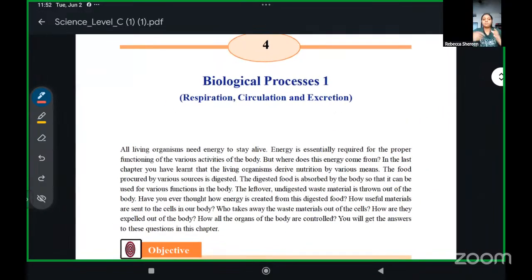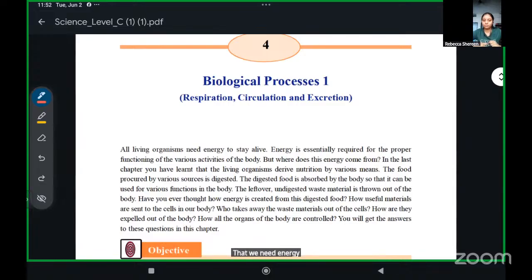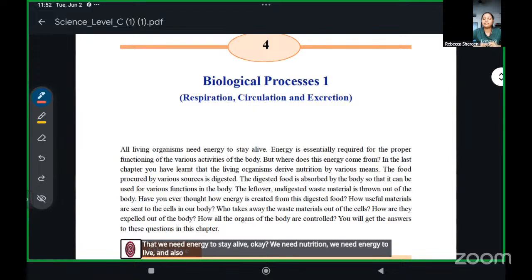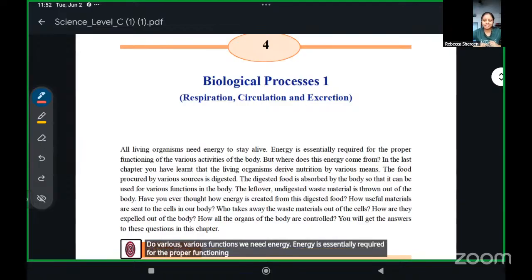Okay, now all living organisms, we know, they need energy to stay alive. This we learned in the nutrition chapter also, that we need energy to stay alive. We need nutrition, we need energy to live, and also to do various functions, to move, to run, to work. Energy is essentially required for the proper functioning of the various activities of the body. But where does the energy come from?